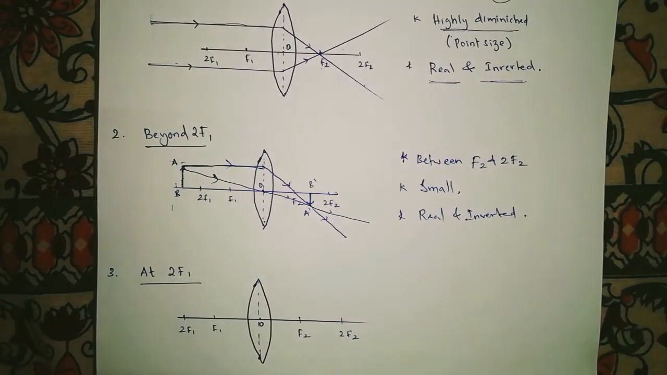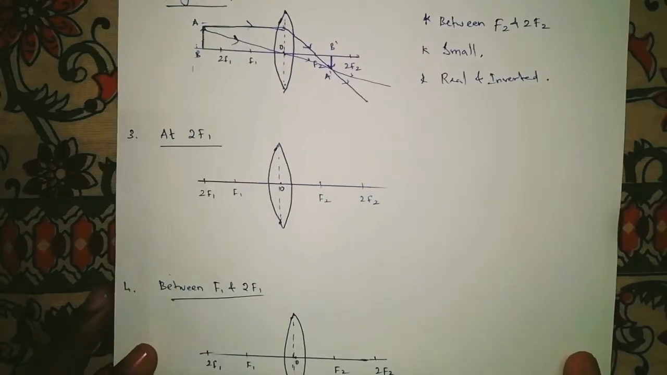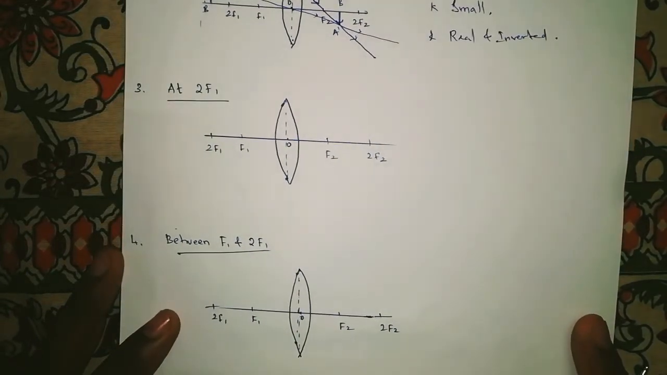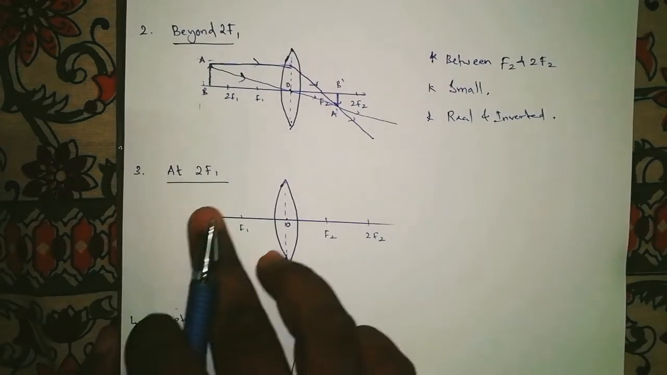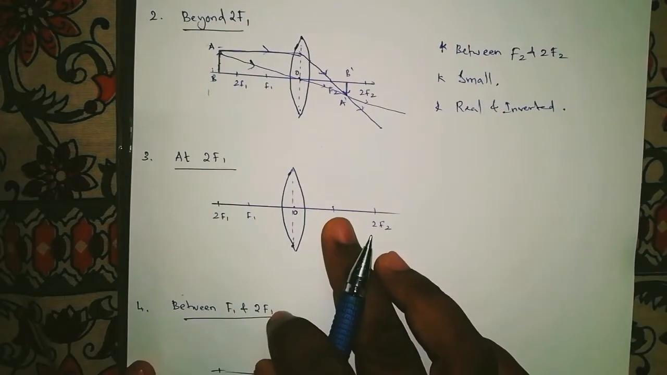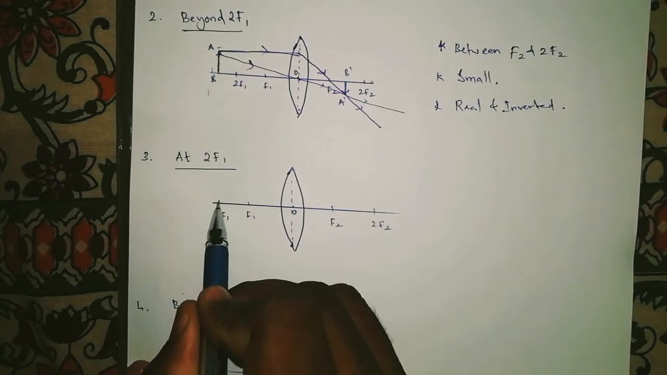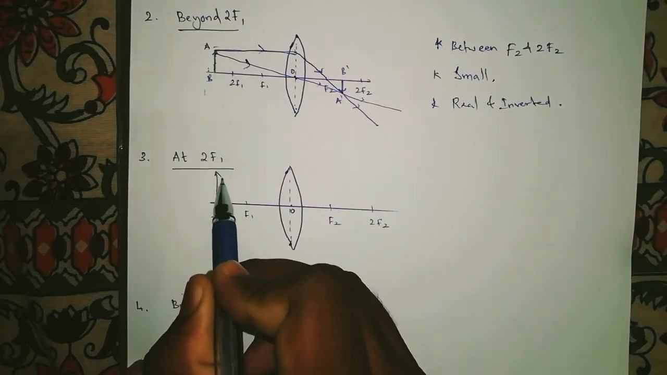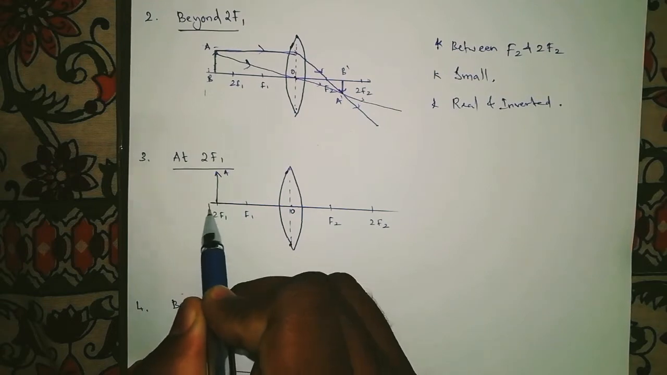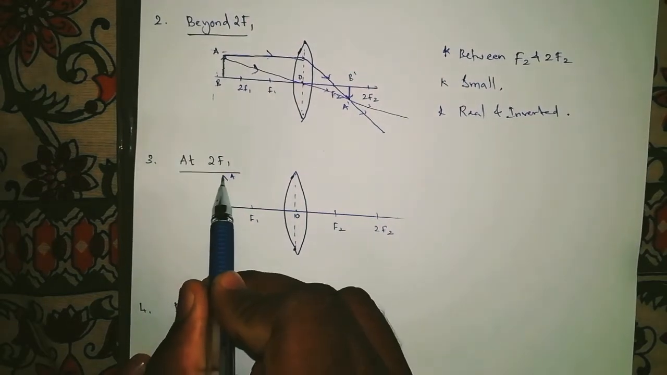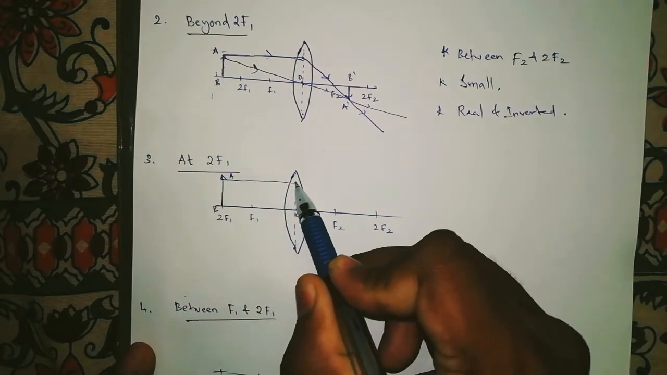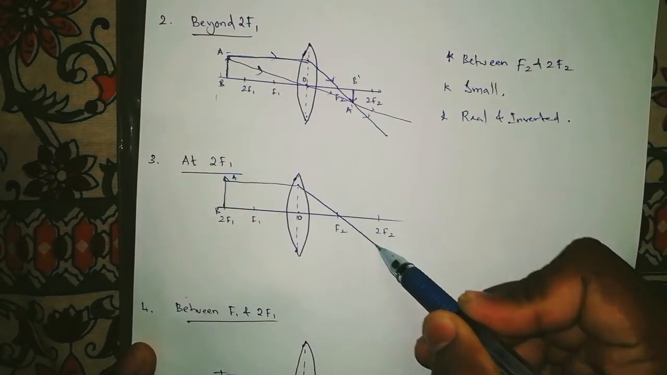Okay, we'll do one more thing also. Third one, at 2F1. At 2F1, what happens? Okay, so I have drawn all these things that you have to see. At 2F1, this is 2F1. So now I'm going to keep here A and B as an object. Okay, same thing when it comes parallel to the principal axis and goes to the focus.